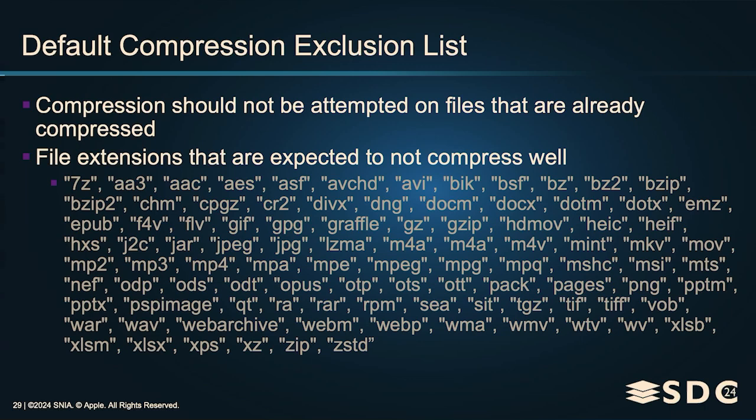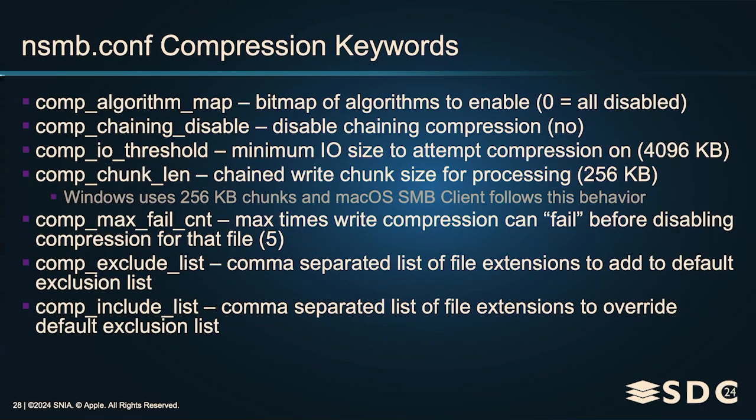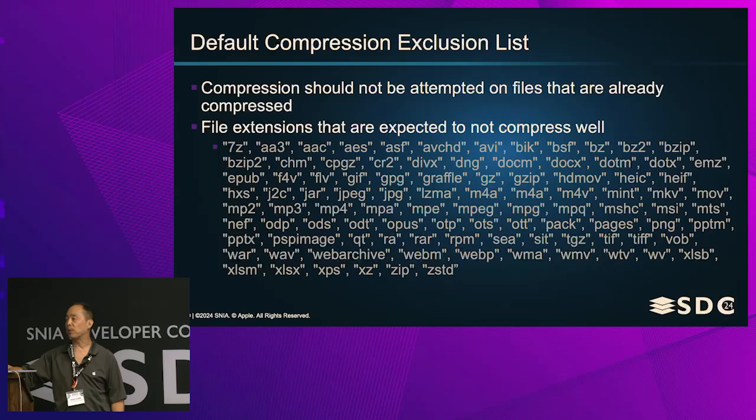Those in that previous slide, the comp exclude list and the comp include list allow you to edit that list. So if you're like, hey, our MP4s are really compressible, you can edit the list and say, go ahead and try and compress it. Or if you have a particular file type and you know this doesn't compress at all, you can add it to the list and we'll automatically skip it.